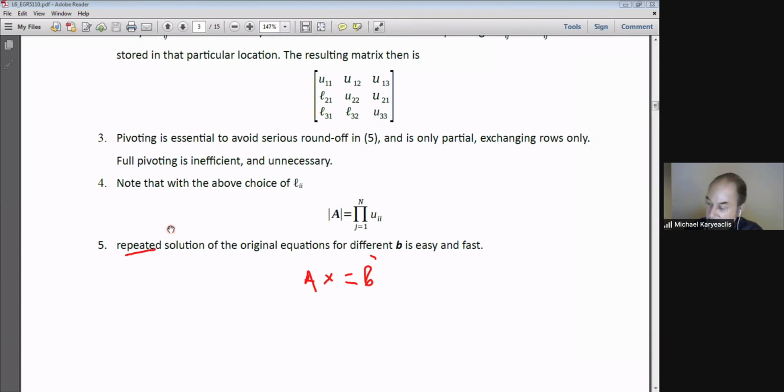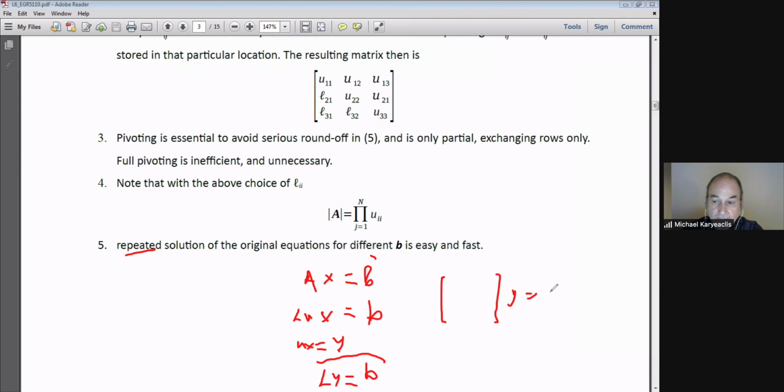At first glance, I replace this, and what do I have? I have this. This is exactly what we just did. Well, you can see it in two steps. Let's say UX is equal to Y. Then we have LY is equal to B. Now with this assumption, this can be solved easily because L is lower triangular. It's a trivial thing to solve.